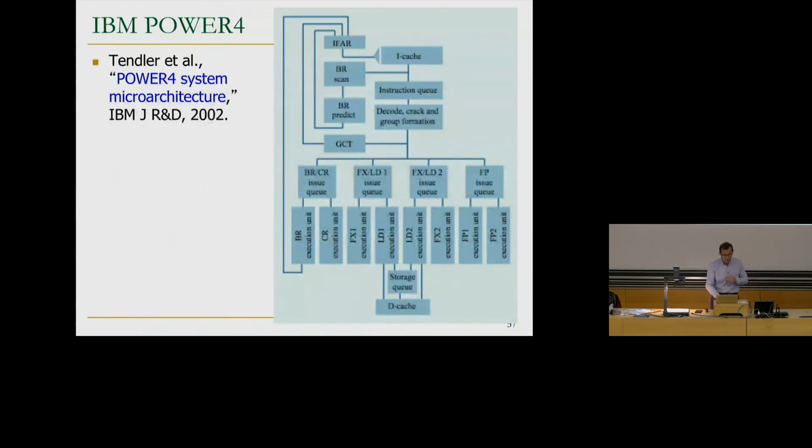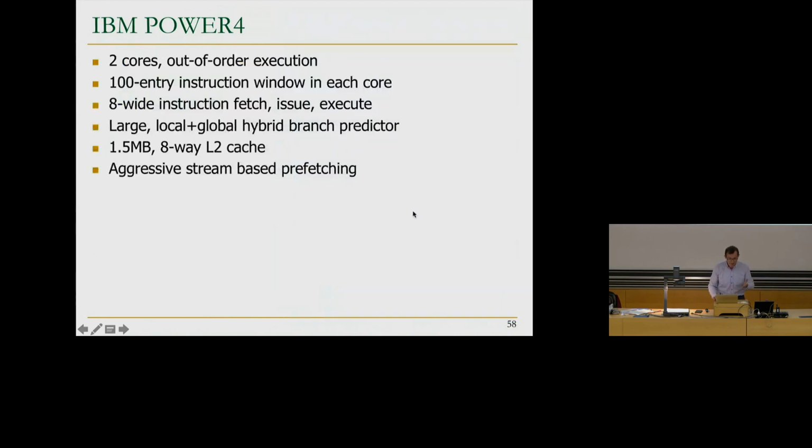This is IBM Power 4. It's also relatively old, but it's very similar again. And again, I'm not going to go through this in detail. IBM Power 4 was one of the first multi-core machines, actually. Each core had out-of-order execution and a 100 entry instruction window. It was an 8-wide superscalar machine, able to fetch, decode and execute 8 instructions per cycle. We're going to get to superscalar execution later. And it had a hybrid branch predictor, which we're going to cover later on.